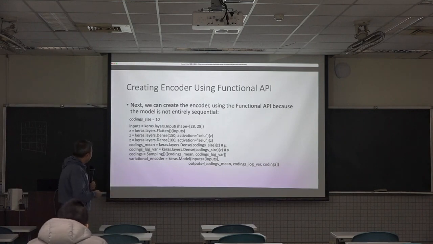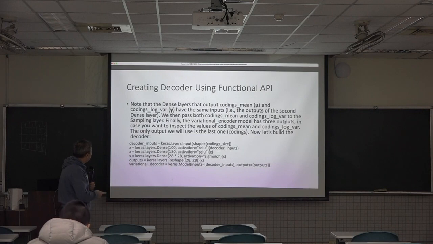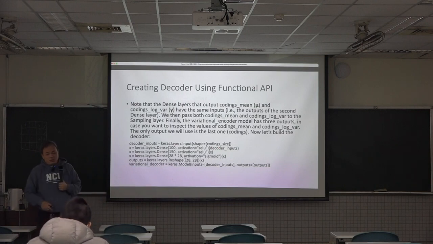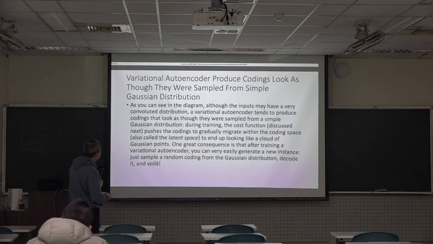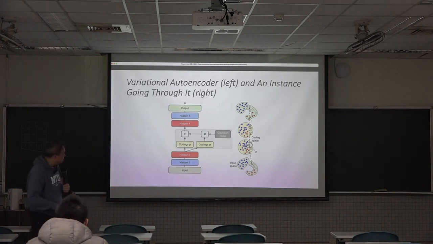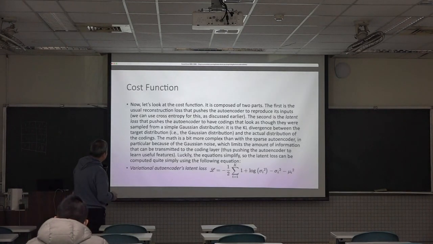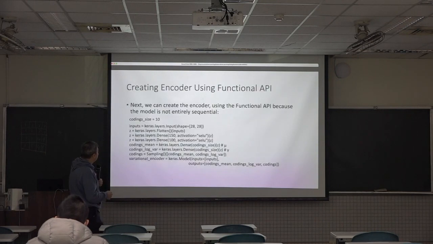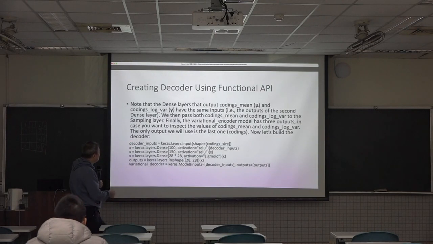And then we can also create the decoder. But now the decoder is much easier. We could use the sequential API if we want, because you can see here the decoder is this part, and it doesn't have a very complicated structure. So we could use the sequential API, but here we still use the functional API, just to be consistent with the previous one.